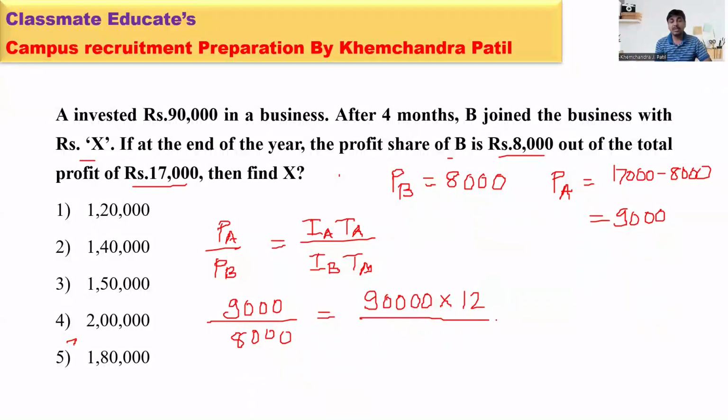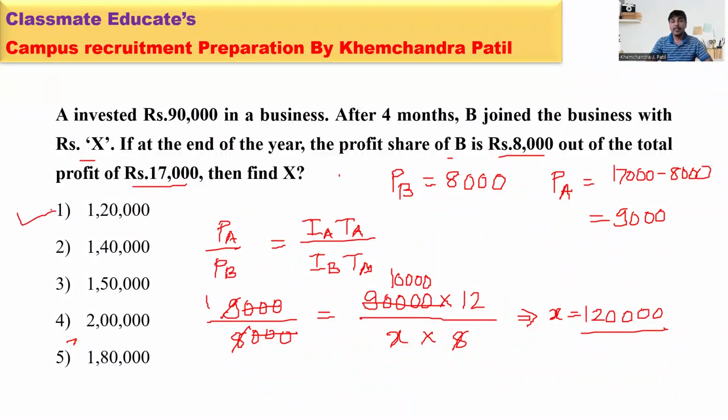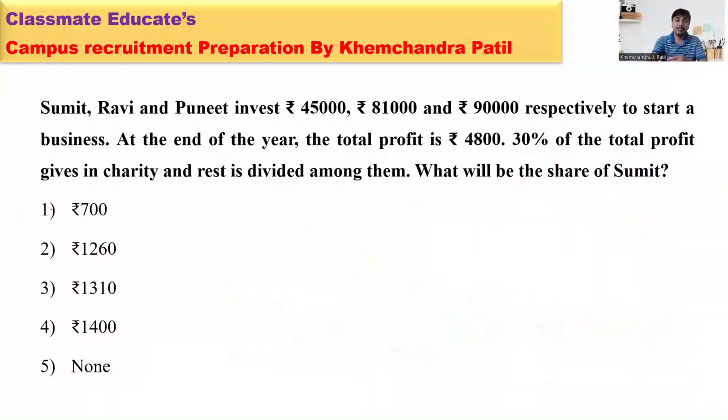Till the end of the business he was in the partnership. So his investment is for 1 year, that means 12 months. B invested how much money, we don't know. B invested X amount and for 8 months. Why 8 months? Because he joined after 4 months. So these zeros get cancelled. This will cancel 90,000 into 10,000. So this 8 on both sides gets cancelled. After simplifying this, you will get B's investment as 1,20,000, which is option number 1. So here we can see that profit is shared as per the investment and the time of investment.